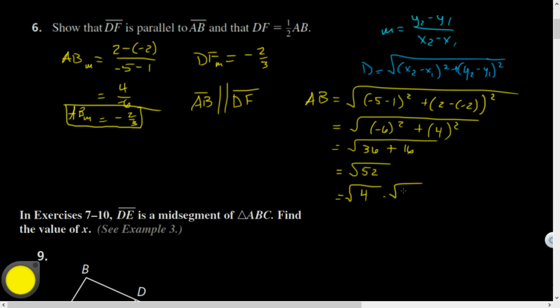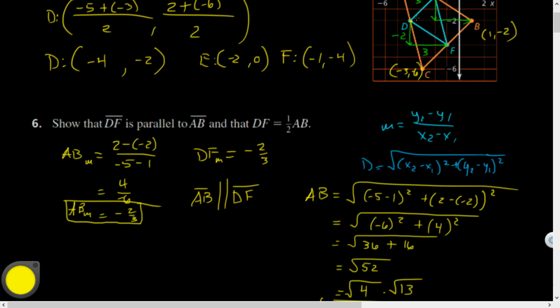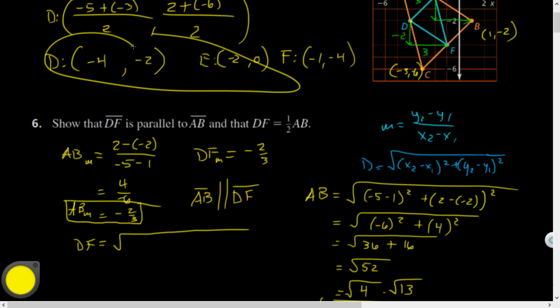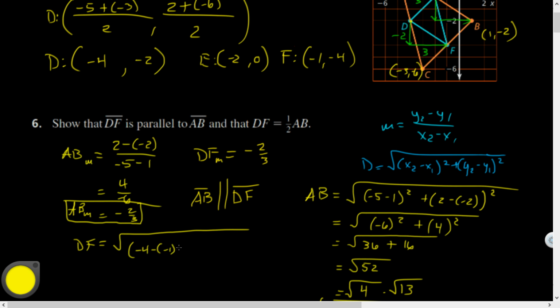So let's see, square root of 4 times the square root of 13 is equal to 2 square roots of 13. So that's the length of AB. If I want to find the length of DF, I would use DF's points. I'll do that over here. I think I can fit it. And what were the coordinates of D and F? Oh, I got them right here. Right there and there. All right, so it'd be -4 minus a -1 squared plus -2 minus a -4 squared. And I'm rooting for this to be what?